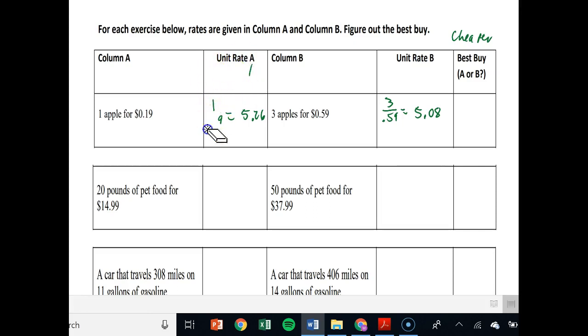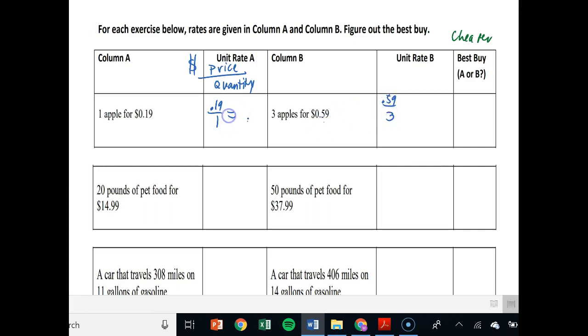And unfortunately, guys, I've messed this up. So we're going to go ahead and erase this. My fault. It is the opposite. It's not price over quantity. It's not quantity over price. It's price, so your dollar amount over your quantity, how much you buy. So I'm sorry. 19 cents per 1 apple for 59 cents per 3 apples.